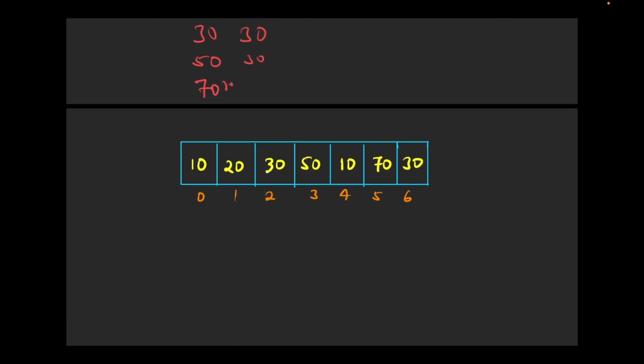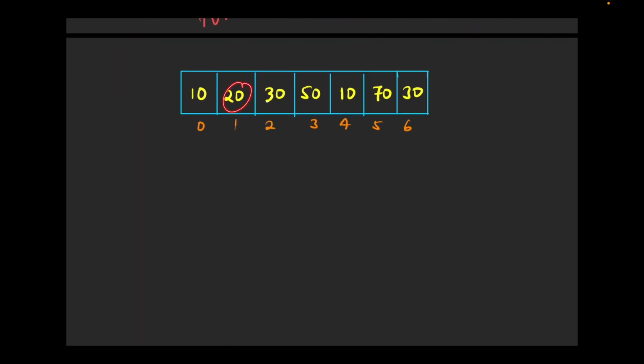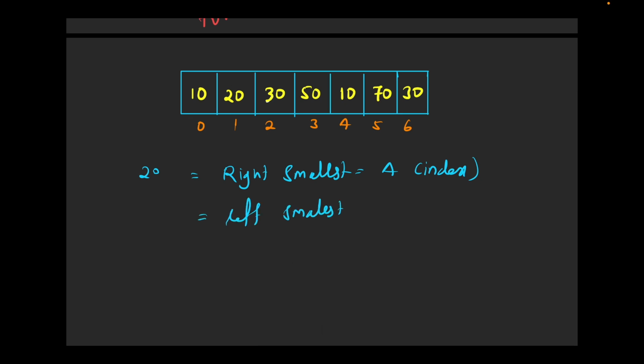For example, let's suppose you are standing at 20. Which one is the right smallest to the 20? Of course 10, whose index is 4. Now, which one is the left smallest to the 20? Of course 10, which is at index 0. So I came to know that this 10 is the smallest element to the right of 20, and this 10 is the smallest element to the left of 20.